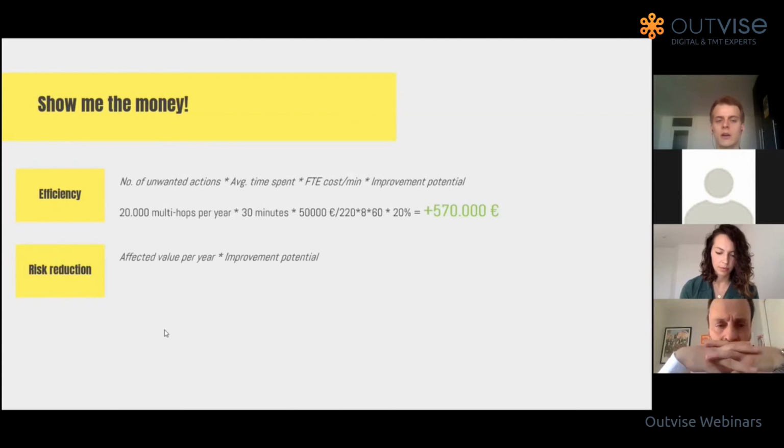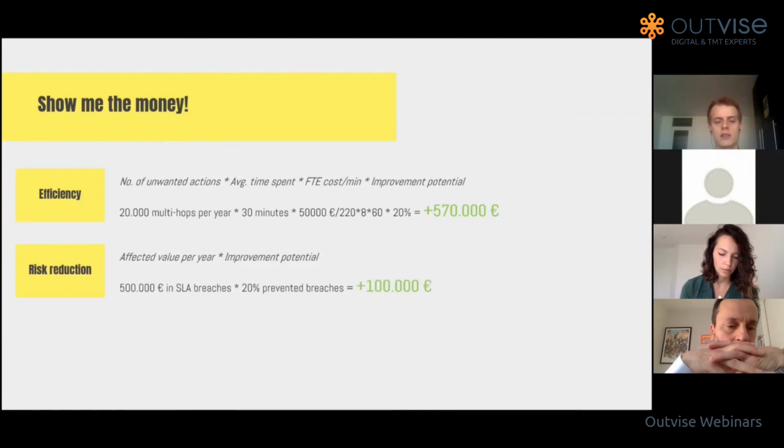Another business case is risk reduction that you can achieve with AI. This is very simple. The affected value per year multiplied by improvement potential thanks to AI. Here as an example, you can have the payments of 500,000 per year because of SLA breaches. And if 20% of them you can avoid by using AI applications, well, your business case will be 100,000. Again, change assumptions, changes the business case, but it's pretty clear that the sum can be very significant.